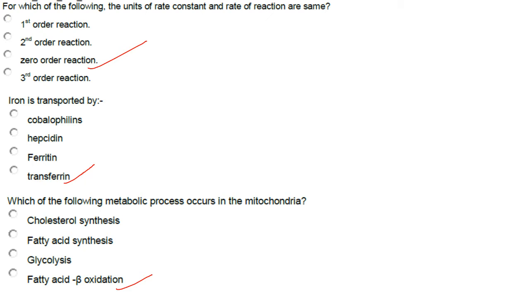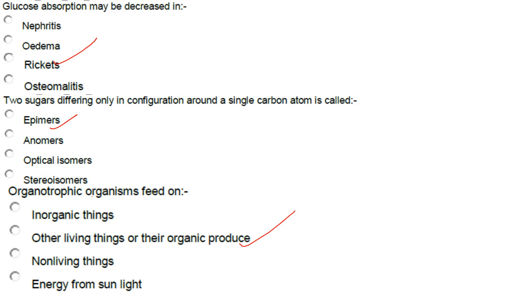Which of the following metabolic processes occurs in mitochondria? So fatty acid beta oxidation occurs in mitochondria. Cholesterol synthesis takes place in cytoplasm and endoplasmic reticulum. Fatty acid synthesis takes place in cytoplasm. Glycolysis also takes place in cytoplasm. So beta oxidation of fatty acid takes place in the mitochondria. Glucose absorption may be decreased in edema.